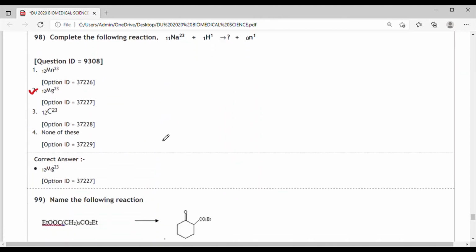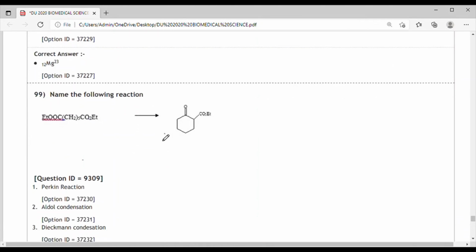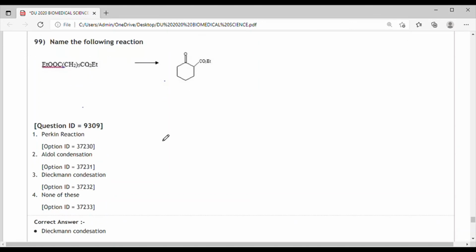Next question, question 99. Name the following reaction. This reaction which is shown here is basically the Dieckmann condensation reaction. Option 3 is the correct answer.